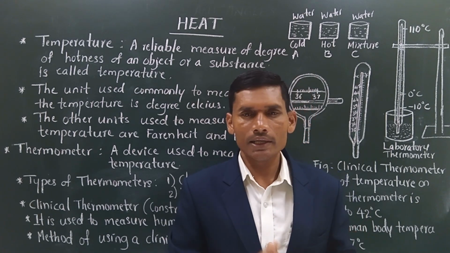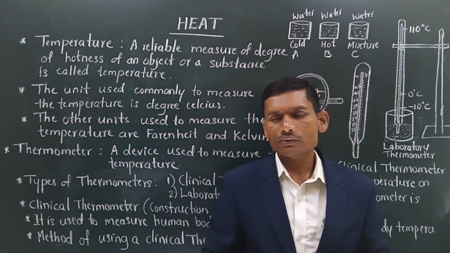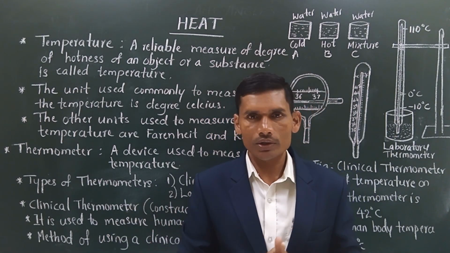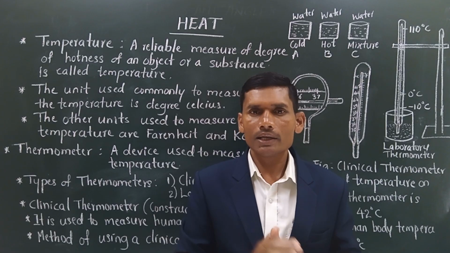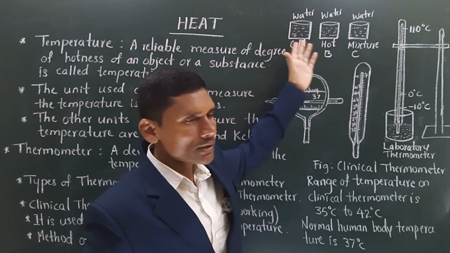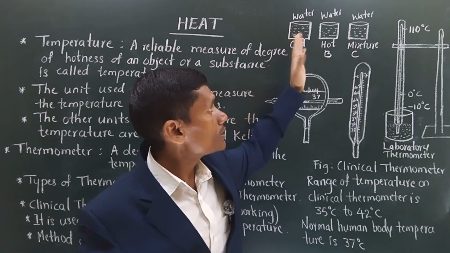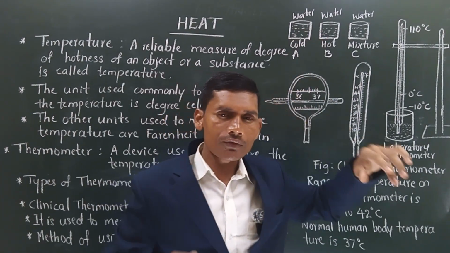Okay? What is heat then? Then, how to measure whether an object is hot or cold? Let us take one example. Here, as it is drawn, three beakers are taken. In the first beaker, let us take cold water. In the second beaker, we have taken hot water.